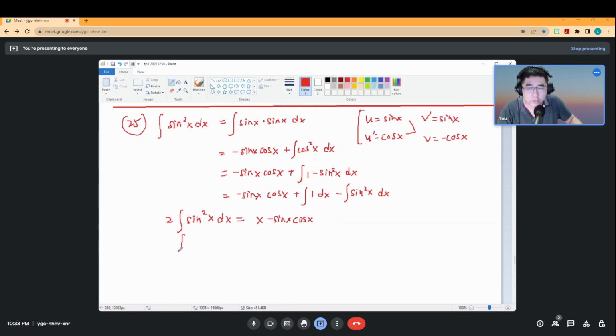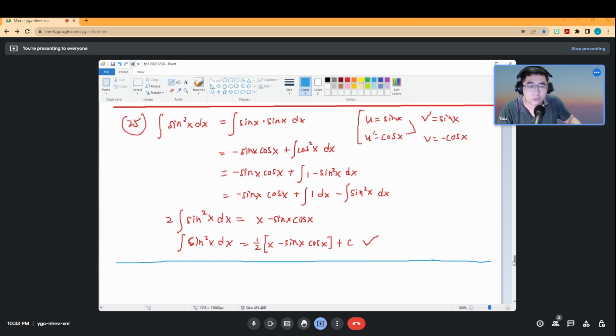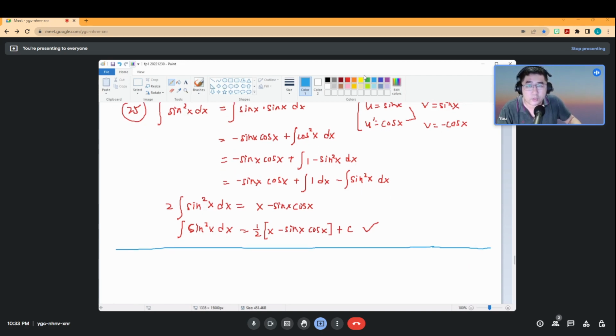So you will get the integral of sin squared x dx equals 1/2 of (x minus sin x cos x) plus c. This will be 25. 26 runs exactly the same way. 26 is the integral of cos squared x. By doing the same procedure, you will get 1/2 (x plus sin x cos x) plus c.